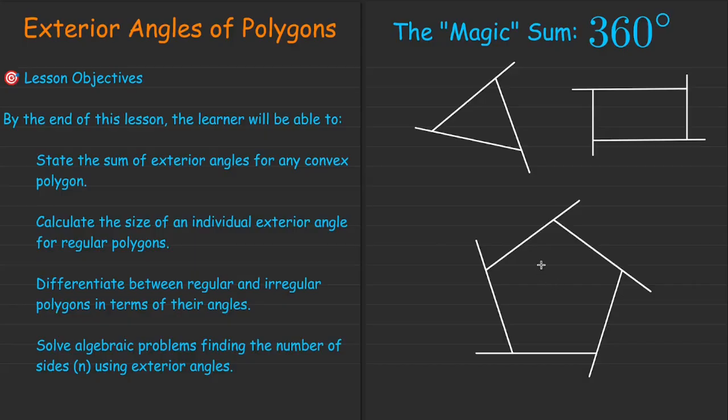So let's start by looking at the magic sum we call 360 degrees. Irrespective of the polygon in question, the sum of the exterior angles is 360 degrees. And I'll show you with these three polygons we have over here. For a triangle, let's say you are standing at this particular point and you want to move around this triangle. If we were facing here, then we would have to turn to face this direction.